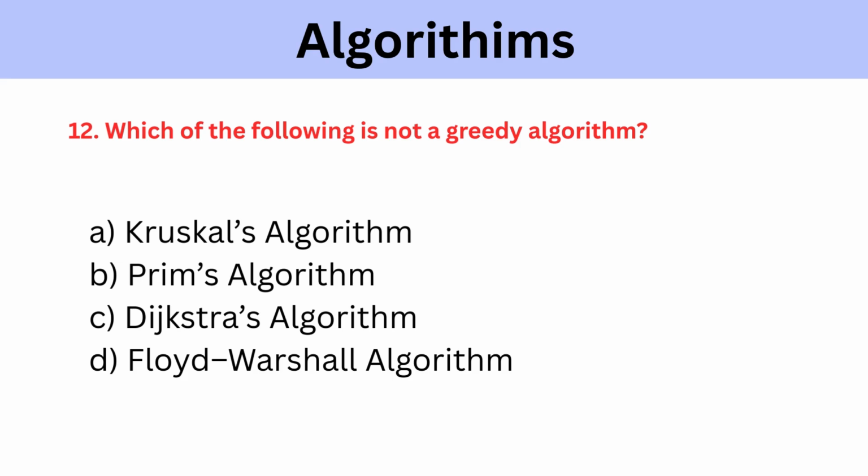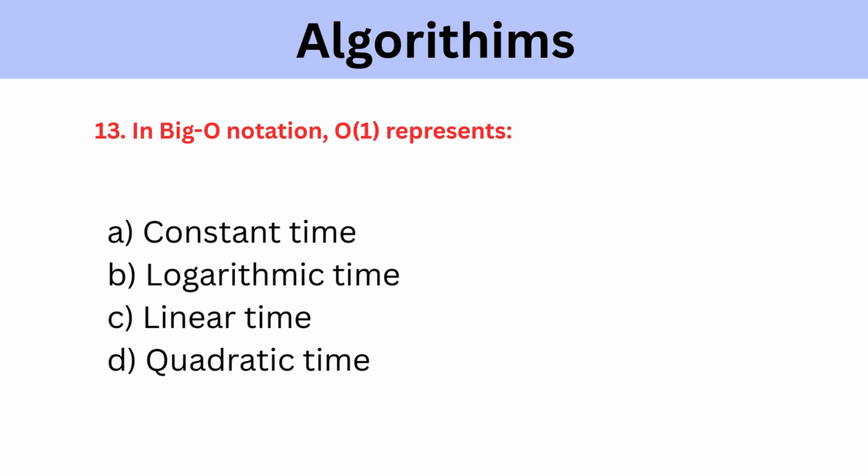Which of the following is not a greedy algorithm? A. Kruskal's algorithm. B. Prim's algorithm. C. Dijkstra's algorithm. D. Floyd-Warshall algorithm. The correct answer is option D, Floyd-Warshall algorithm.